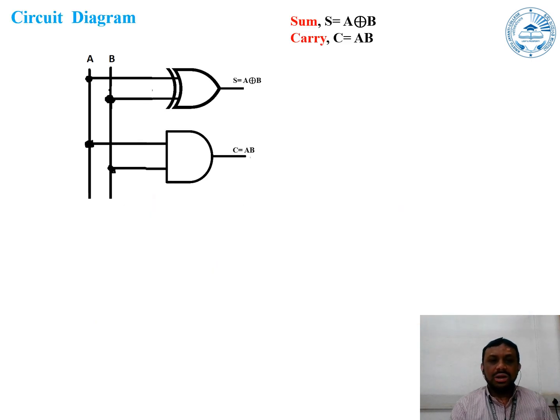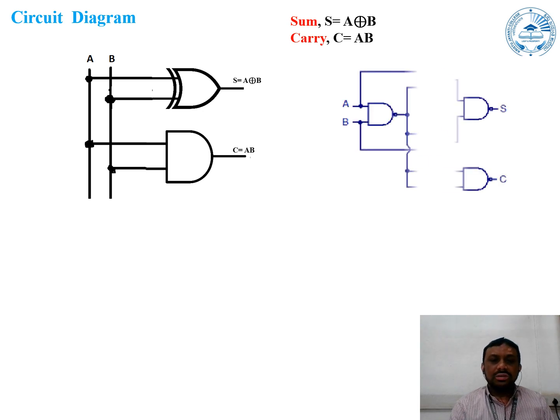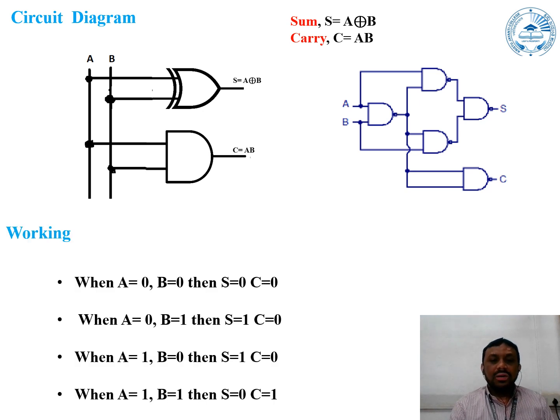So from this expression, I can draw the circuit diagram. This is the circuit diagram of a half adder using logic gates. This half adder I can also construct using only NAND gates, and I can tell the working of a half adder in four different sentences. That is, when A is equal to 0 and B is equal to 0, then sum is equal to 0 and carry is equal to 0. These are the four possible combinations.